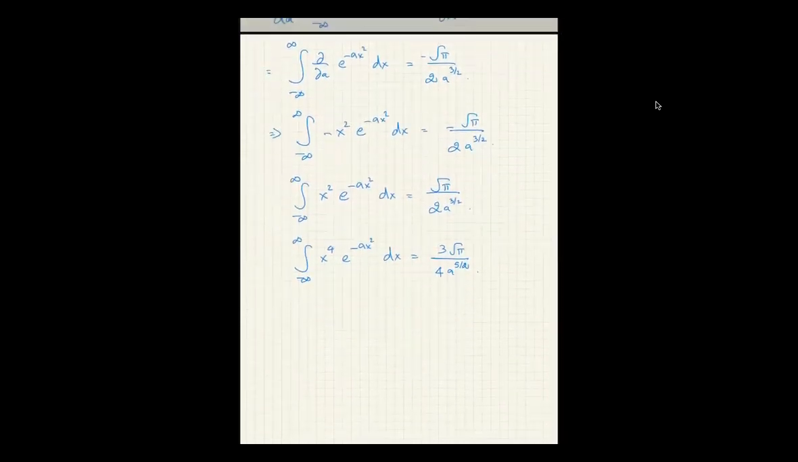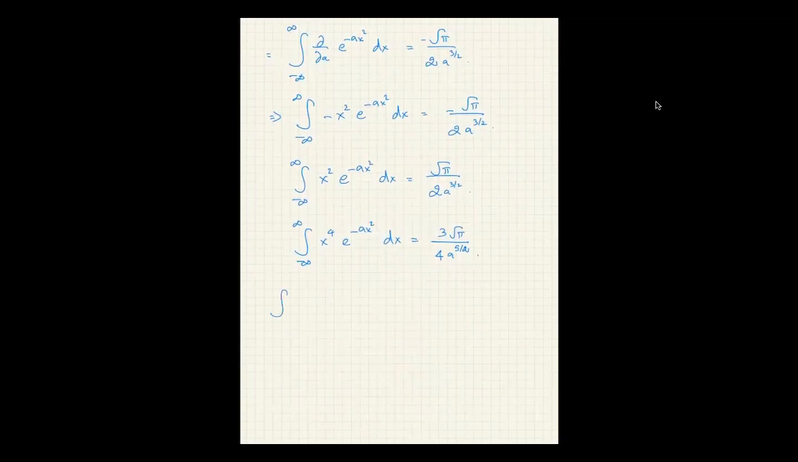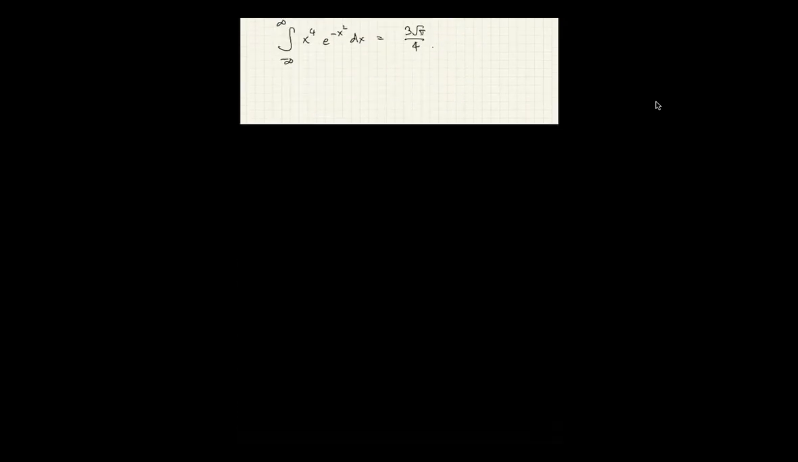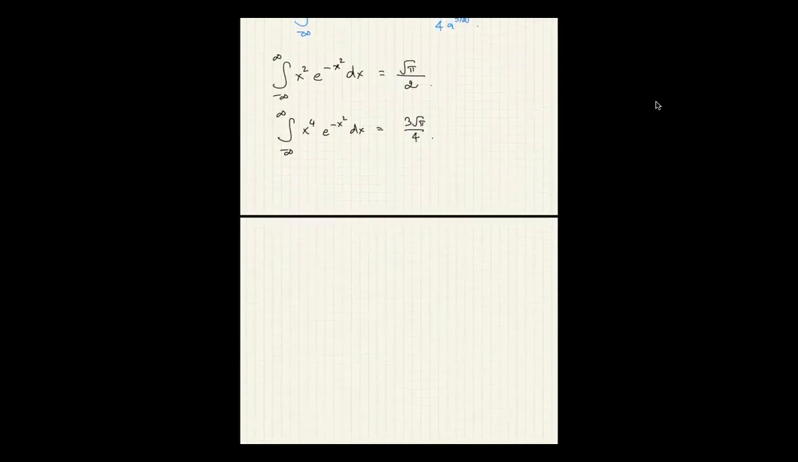Of course, at the end, we will just put in the value of a that we are interested in. So we want to calculate the integral from minus infinity to infinity of x squared e to the minus x squared dx. So in our case, a equals 1. So put a equal to 1 on both sides. You would simply get that this is equal to square root of pi over 2. And for our case, the integral of x to the 4 e to the minus x squared dx, if I again put a equals 1, I'll get 3 square root of pi over 4, and so on and so forth. All right, with this out of the way, let us go ahead and normalize.